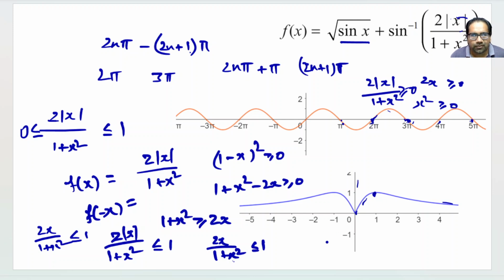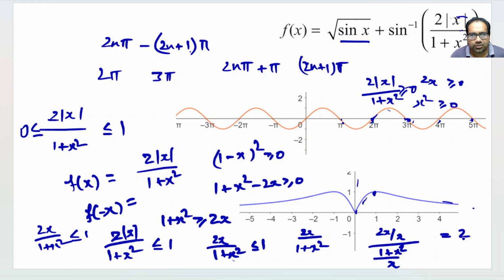It goes up to 1, and then it will taper down towards infinity. It will tend to 0. For example, 2x by 1 plus x square, we can write it as 2x by x plus 1 plus x square by x, which is nothing but 2 by 1 by x plus x. As x tends to infinity, this tends to 0, and this tends to infinity. So the denominator becomes very big, so obviously this will tend to 0.